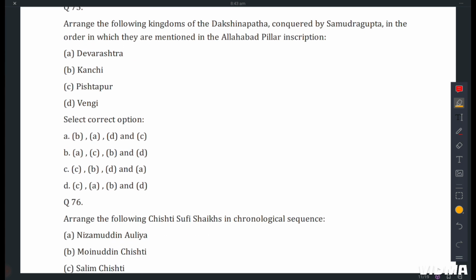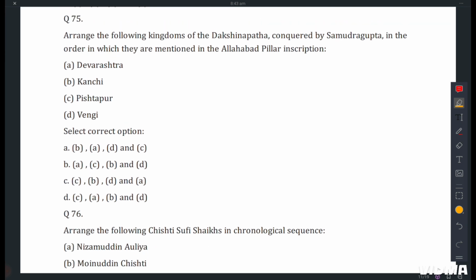Question number 75. Arrange the following kingdoms of Dakshinapatha conquered by Samudragupta in order in which they are mentioned in Allahabad pillar inscription. Now, if you only know the names, it won't help. You have to know the chronology of their arrangements also. So, सबसे पहले Pistapur, then comes Kanchi, Vengi, and last Devarashtra.